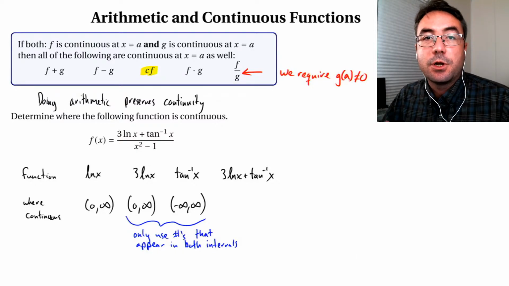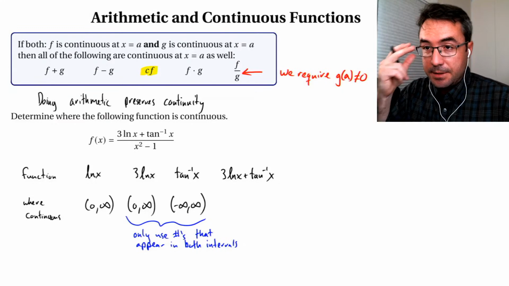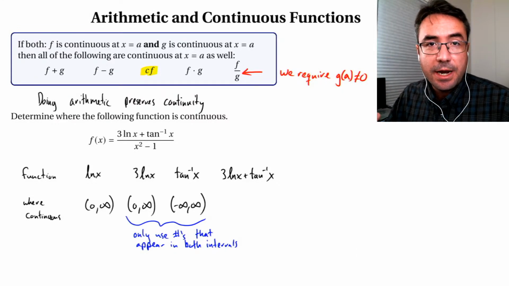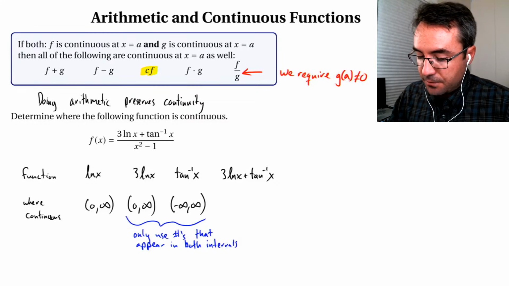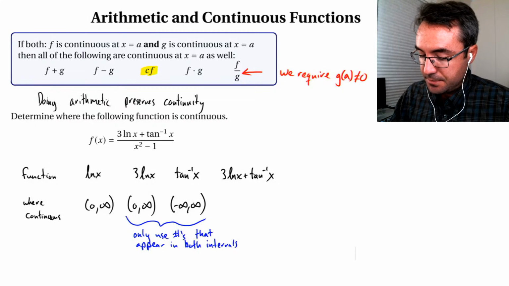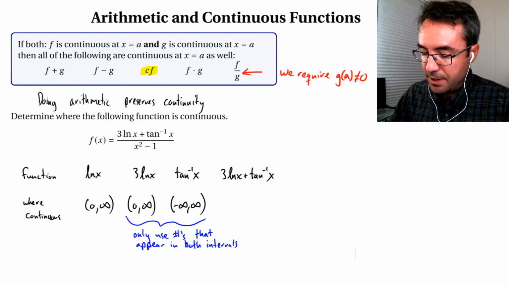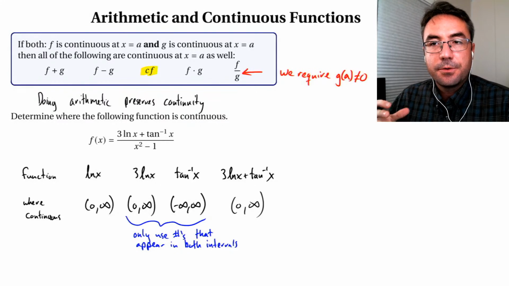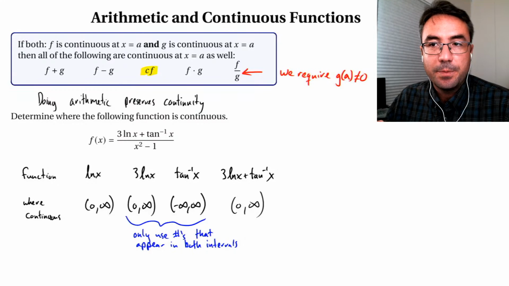So we kind of have to go with the most restrictive. And so in this case, even though inverse tangent is good everywhere, that natural log function limits us. So we're limited to just it being continuous on the open interval from 0 to infinity. So 3 times natural log plus inverse tangent is continuous on that open interval.